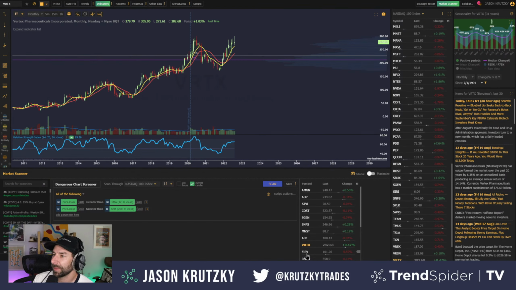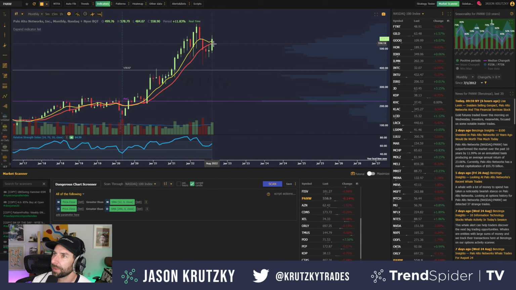PANW. Palo Alto. I believe these are cybersecurity. Looking really nice. Gaining its 200. Gaining back its 12-month. Looks like it kind of retested the VWAP from the COVID low and held. This thing might be ready for continuation higher.